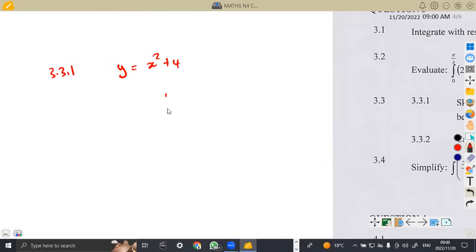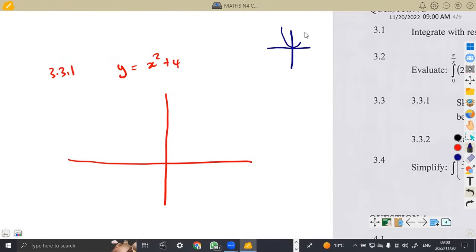This graph actually looks like this. You take it from the sketch of y is equal to x squared. Remember, the graph of y is equal to x squared passes through 0. So when there is a plus 4, you just add 0 plus 4, so it's going to pass at 4. It's going to have the same shape, but it is passing at 4 now. So this is the sketch that we can have. This is the y-axis, and at this point that's where we have 4. That's our x-axis.